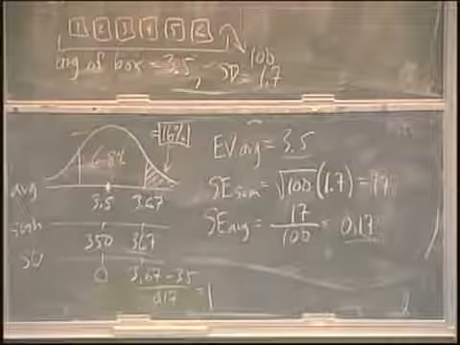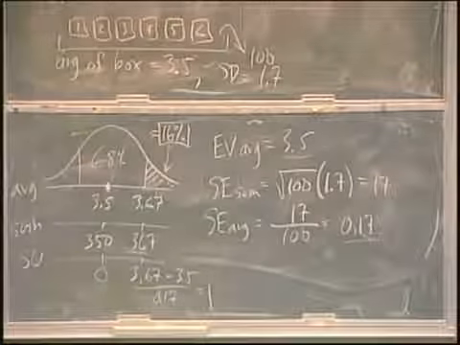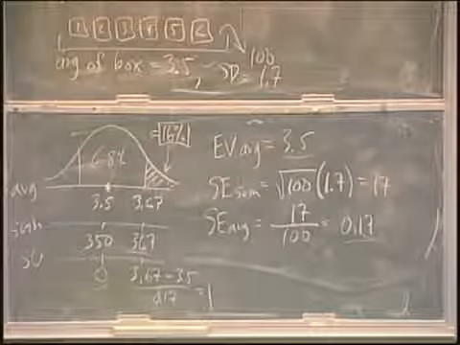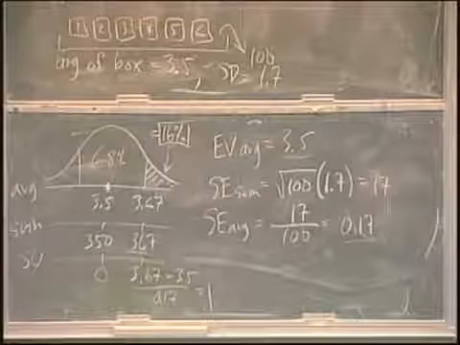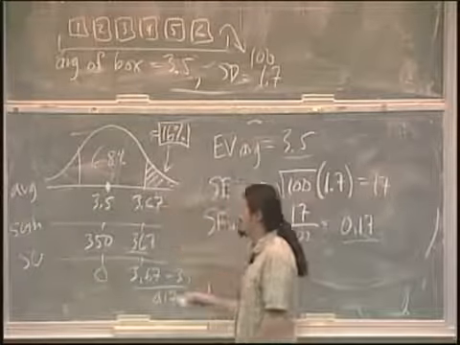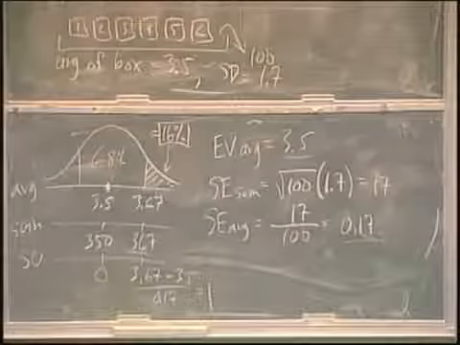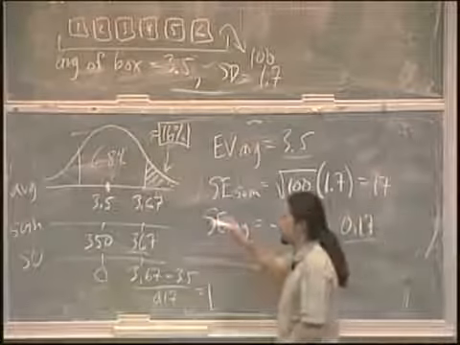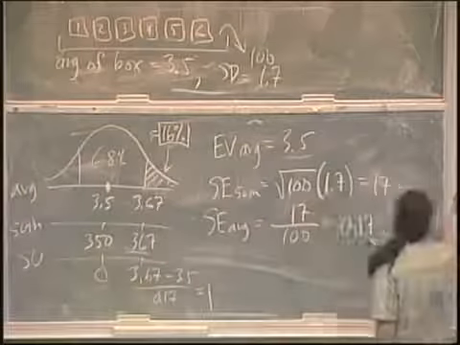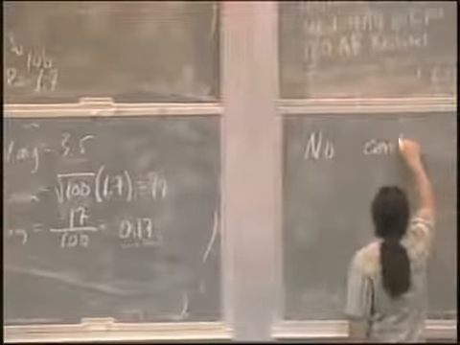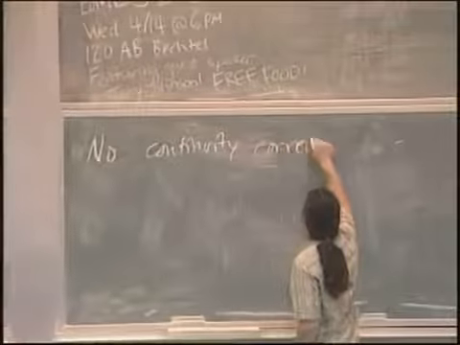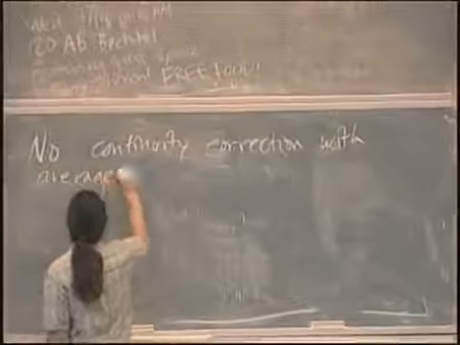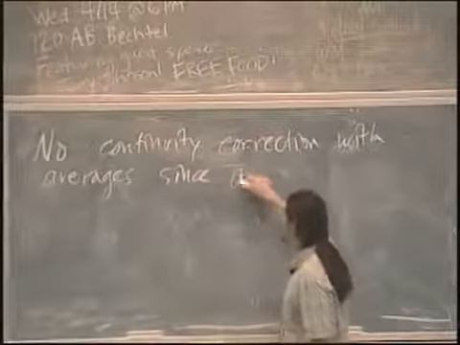A little bit of a murmur. Anyone want to say what they're thinking? Yeah. Well, it's not percent, but that's the right idea. Because it's continuous, right? Averages can be decimal values. So the first thing you check when you think about using the continuity correction is, is it a discrete probability histogram? And it's not. It's a continuous probability histogram because you can get decimal values. So no continuity correction with averages, since averages are continuous.